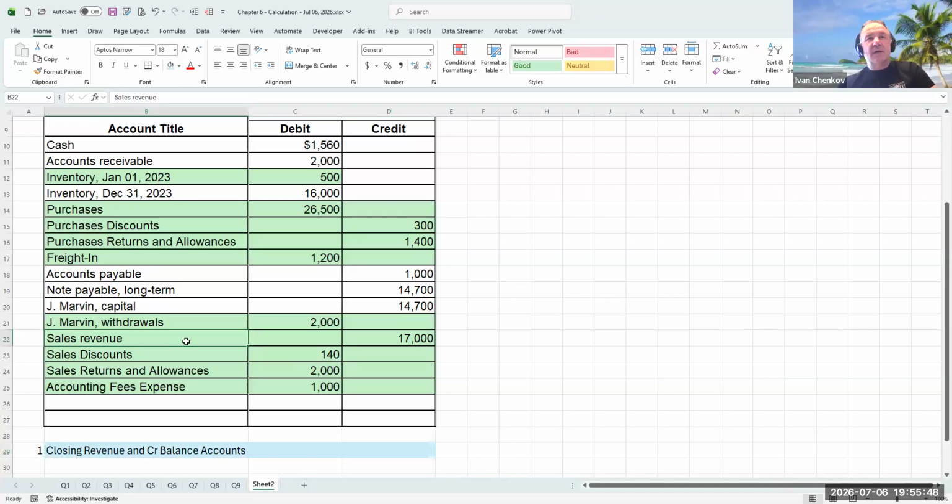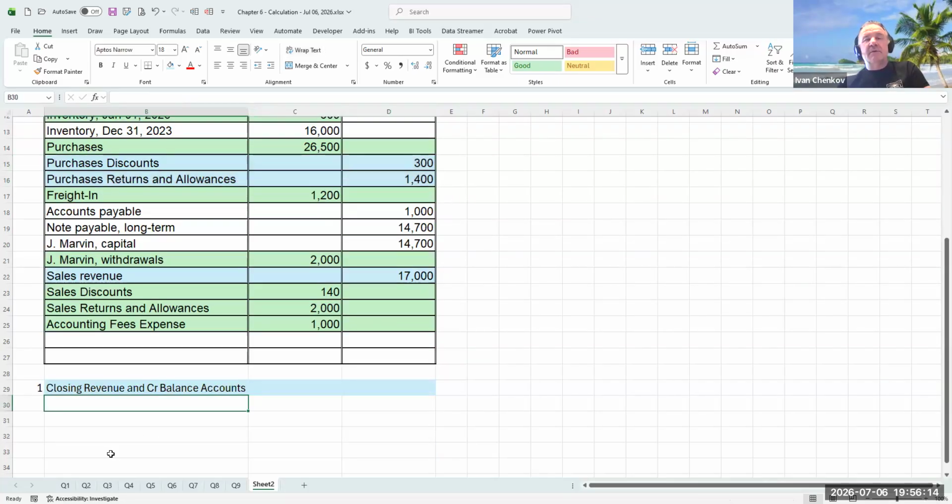So what accounts do we have to close? I have to close the sales revenue account first, and then see which accounts also have a credit balance. Purchase discount and purchase returns and allowances also have a credit balance. So with the first entry, I close the revenue plus those two accounts into the income summary account.